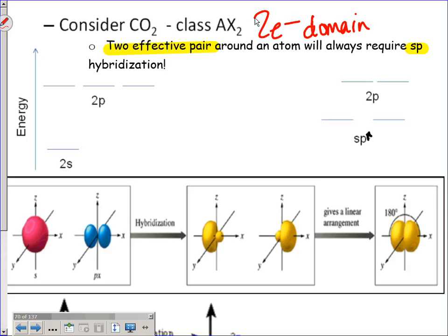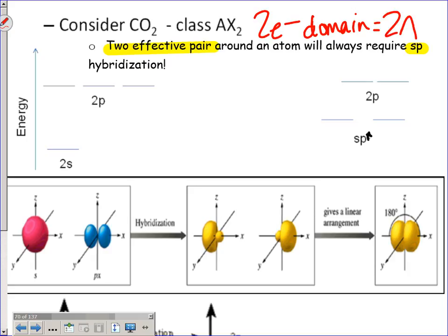So on both sides of it. Collectively 2, right? 1 overlap from carbon on the right, 1 overlap from carbon on the left. They're overlapping with oxygens, right? Because that's what carbon dioxide is made of. But there's some pi bonding or some double bonding happening here. So we have to have 2 electron domains.